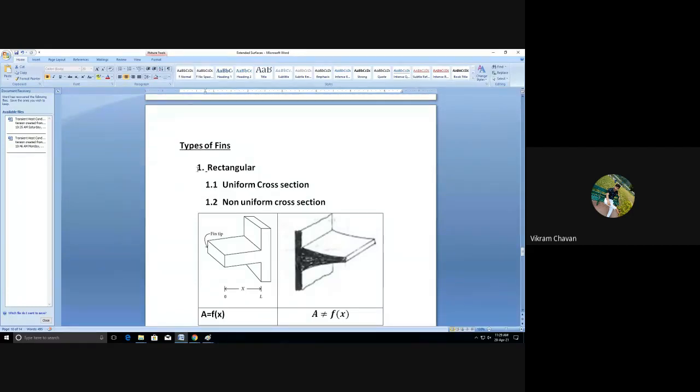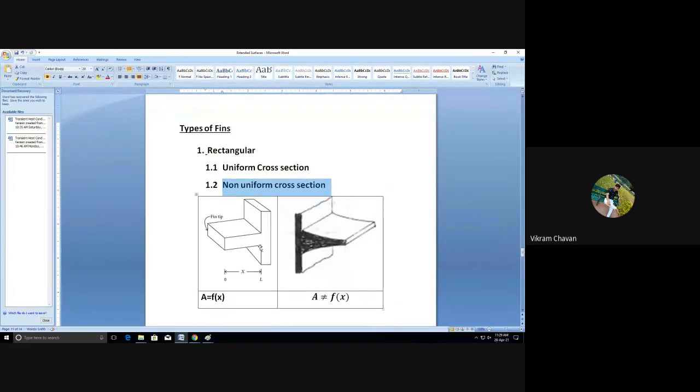So the first one is the rectangular type of fin. Rectangular fins are further classified as uniform cross section fin and non-uniform cross section fin. What is meant by uniform cross section fin? If you take the cross section at this location, we get the same cross section as if you take it at this location. So area is equal to a function of x.